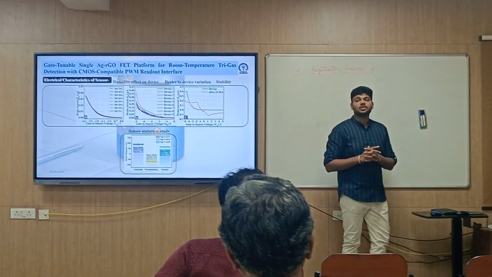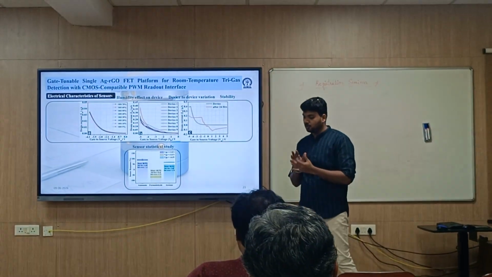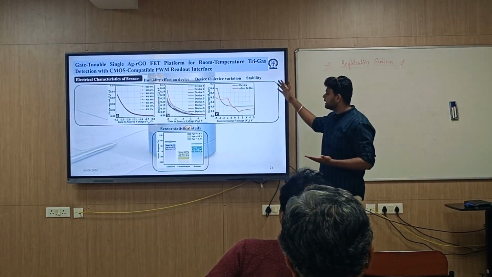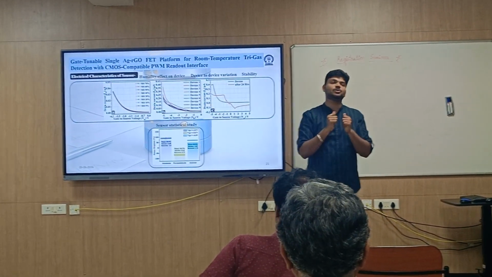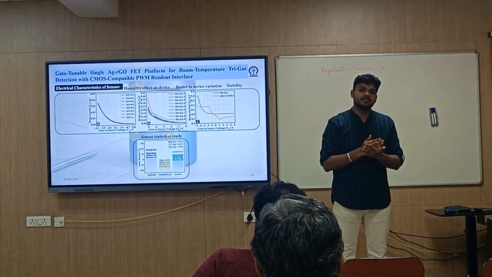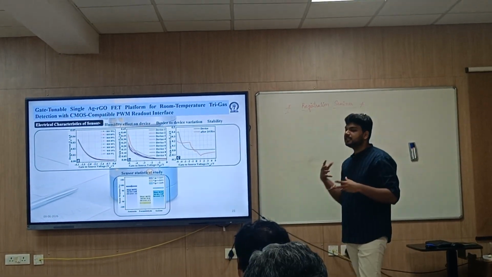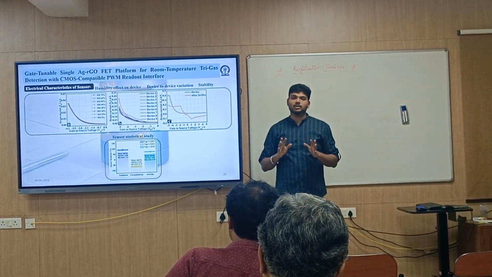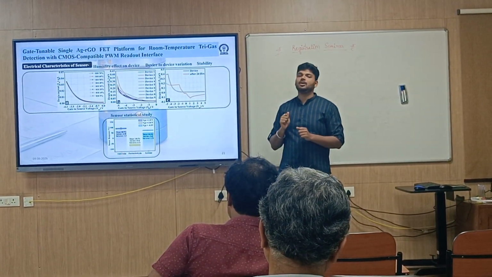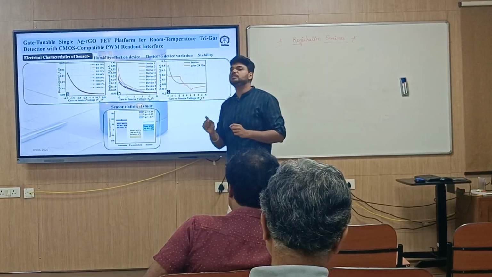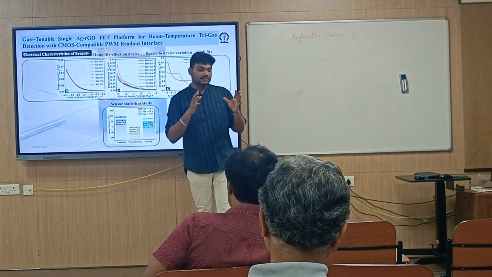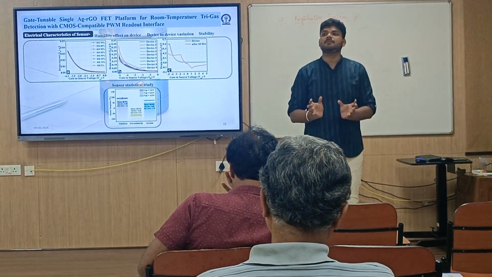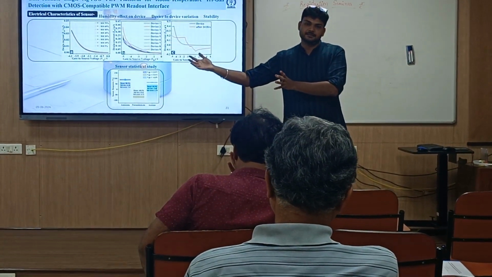So the sensor should not be affected by humidity, and the other issue is device-to-device variation. The stability is an issue with the AgH because silver is oxidized and it changes the electronic configuration, so the device is not stable after 24 hours. That's the limitation of this material. So I should choose another material if the peak or the dip concept is true. Then the same concept we can apply to different materials.